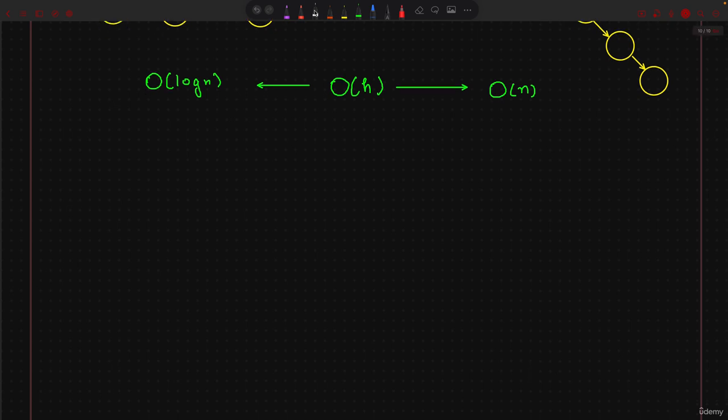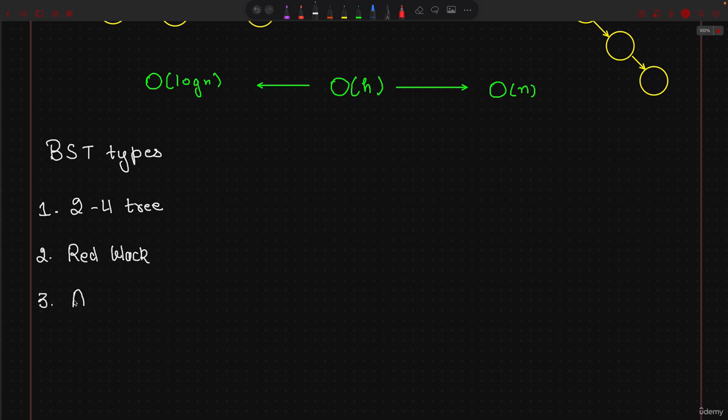So a few of the types which I can write down, let's say if we see BST types. The first one is the 2-4 tree. Then we have the red black tree. We also have something known as the AVL tree. Now the basic idea here is to make sure that once we have the property, how can we maintain the overall balanced structure of our tree?